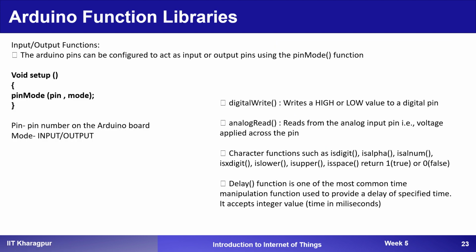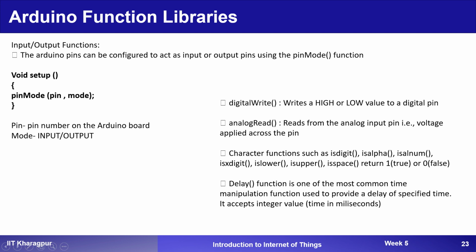After that, the input output functions. Arduino pins can be configured to act as input or output pins using your pinMode function. So with the help of Arduino, either you can get input from various sensors or you can also give output to the actuators, right? This can be done with the help of the pinMode function. So how to use this pinMode function?